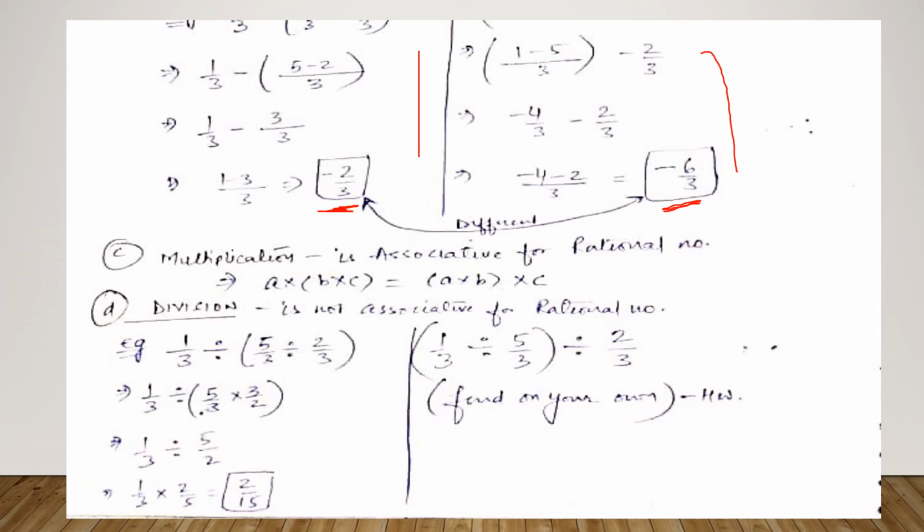Similarly, multiplication, it is associative. You can take any example and you can check on your own. It is associative for multiplication.